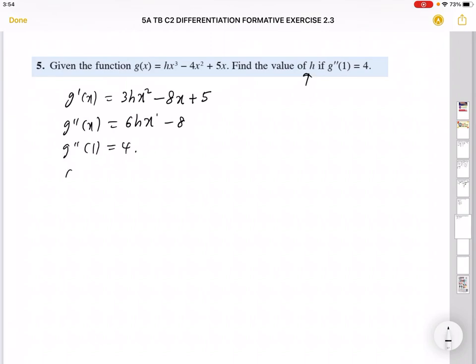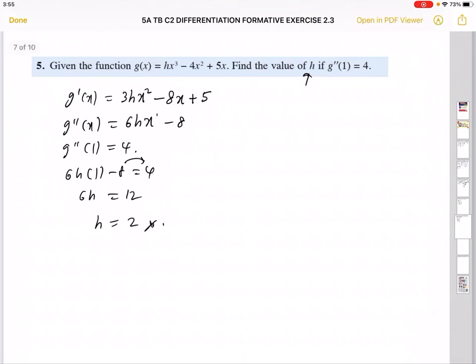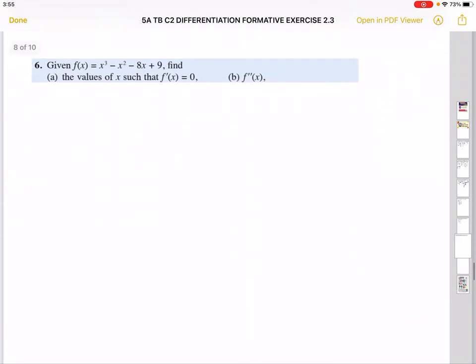So when you substitute 1 inside, you get 6h, 8 I bring over, I get 12. h is 12 divided by 6, which is just 2. Okay, and the last one, number 6. All right, so find the value.